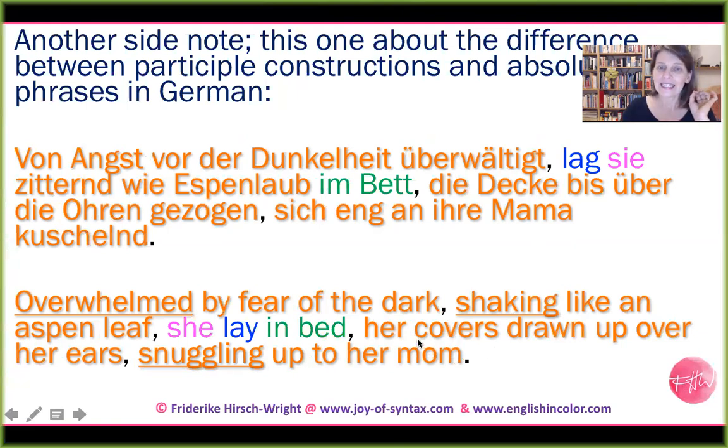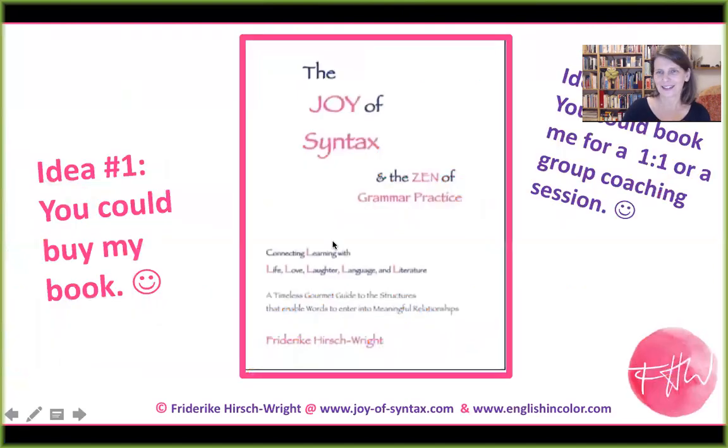Here it starts with the subject, and we have that die Decke here. And so when we translate that, we see the noun, the subject of the absolute phrase, remains in the same position in the 2 versions. Die Decke bis über die Ohren gezogen, her covers drawn up over her ears. And so we see that this is an absolute phrase. I hope this was clear. I think and trust it was clear for those of you who know English and German well.